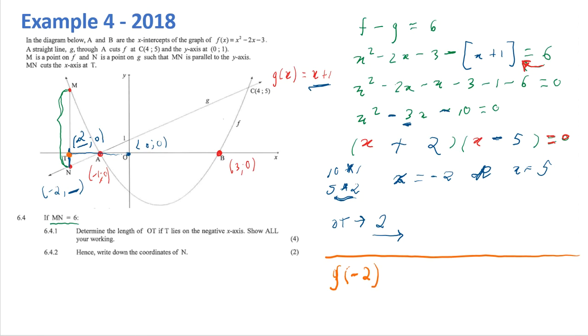And that equals minus 2 plus 1. That equals minus 1. So the coordinates over there are minus 2, minus 1. Does that make sense? Yes, because this N is in a negative x domain and in a negative y domain. Okay, so N coordinates are minus 2 and minus 1. X value, y value.